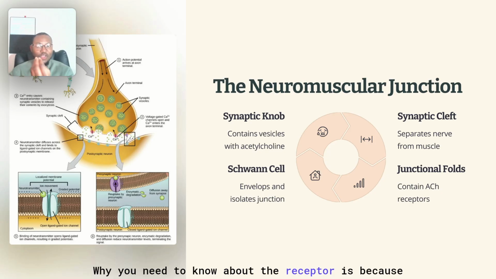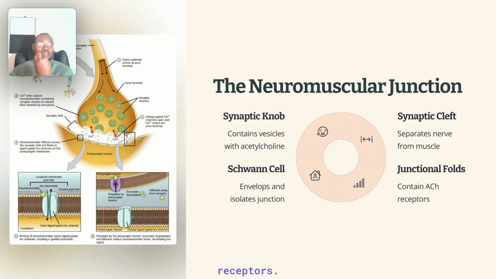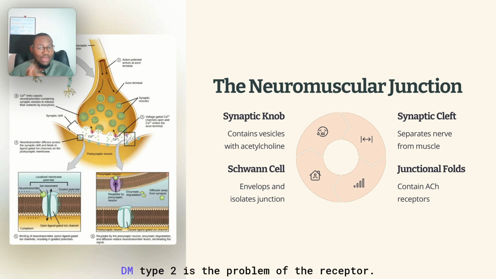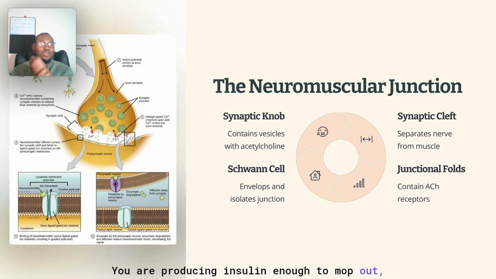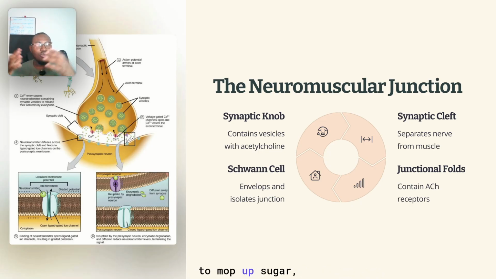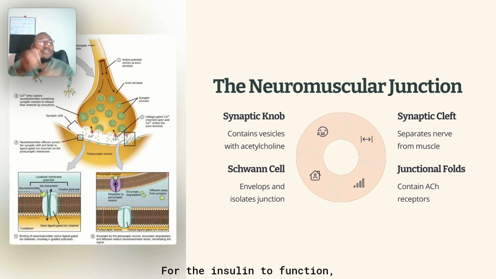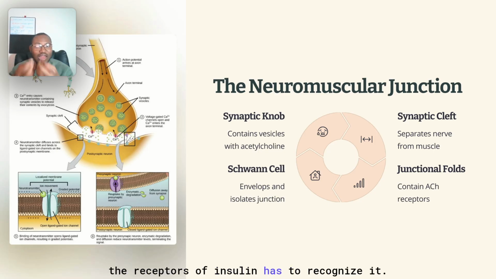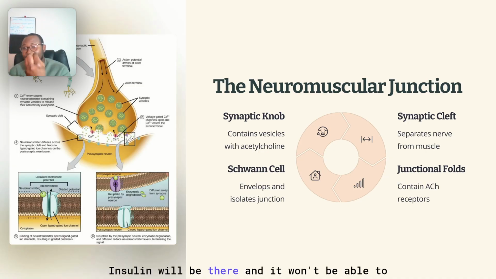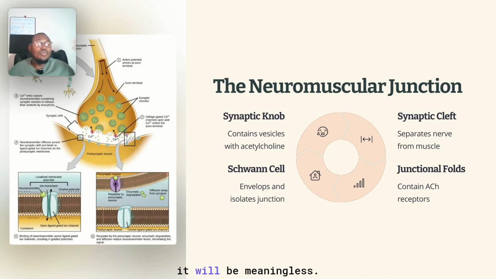Why you need to know about the receptor is because there are some problems that could affect receptors. Like in that DM type 2, as I mentioned initially, DM type 2 is a problem of the receptor. You are producing enough insulin to mop up sugar, glucose, to convert it to glycogen. But unfortunately, your system needs to recognize that insulin for the insulin to function. The receptors of the insulin have to recognize it. So when there are no sufficient receptors, what happens? The insulin will be there and it won't be able to function. It will be meaningless.